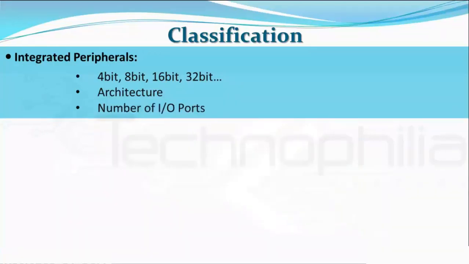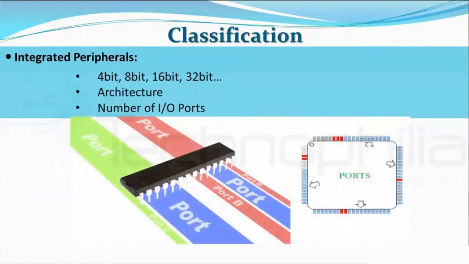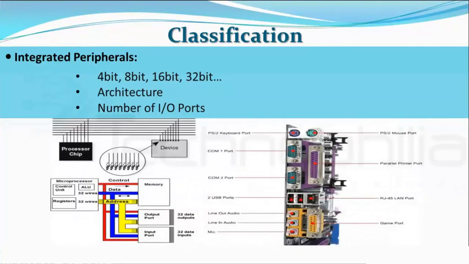Then comes the number of I/O ports. I/O ports are nothing but the gateways through which either your controller will get data from input devices, like sensors, or it gives data to output devices, like motors. It decides the number of input and output devices that can be connected with the controller, similar to the input and output ports of your computer.